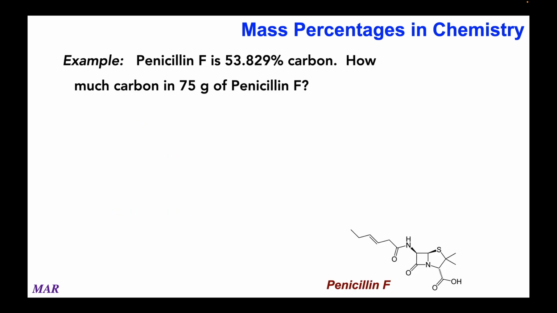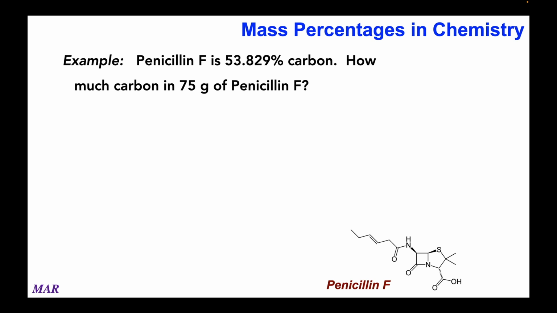This is an example of a penicillin compound, penicillin F. It's 53.829% carbon. And the question is how much carbon is in 75 grams of the penicillin. In the lower right-hand corner, that's the structure of penicillin. We'll talk more about how to interpret that in a later lecture, but for right now, we just want to find out how many grams of carbon are in 75 grams of the penicillin.